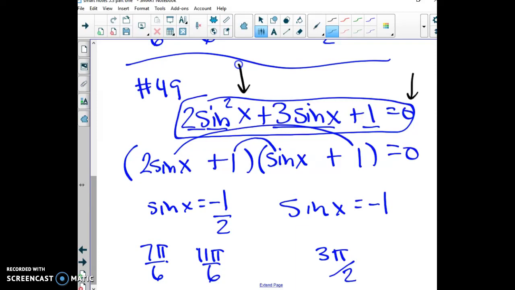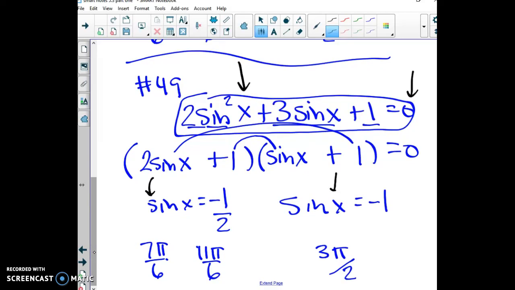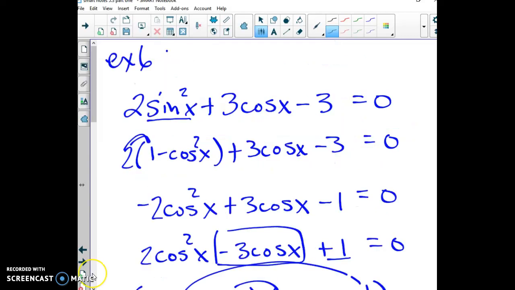So we get 2 factors, 2 sine x plus 1 and sine x plus 1, and we're going to set each of those equal to 0, winding up with the 2 equations. Sine x is negative 1/2 or sine x is negative 1. And we can see that those occur at 7 pi over 6, 11 pi over 6, and 3 pi over 2. And so example 6 takes us to rewriting with a single trig function.